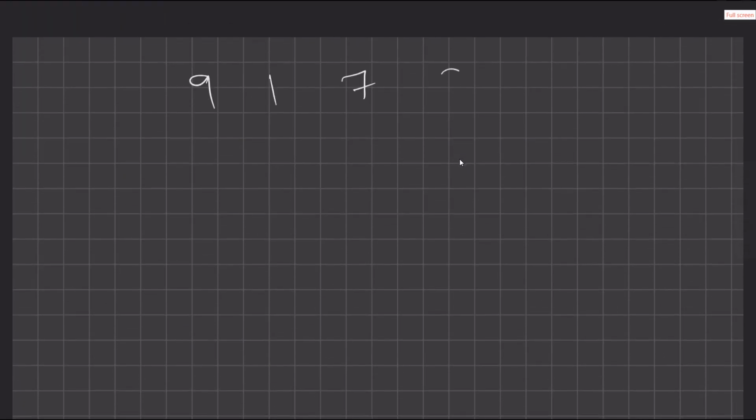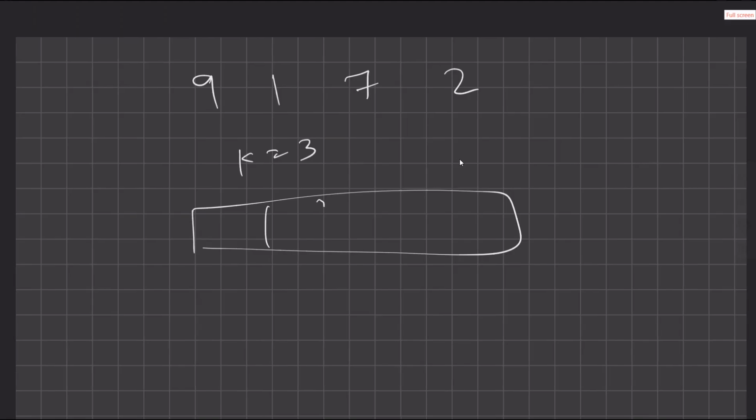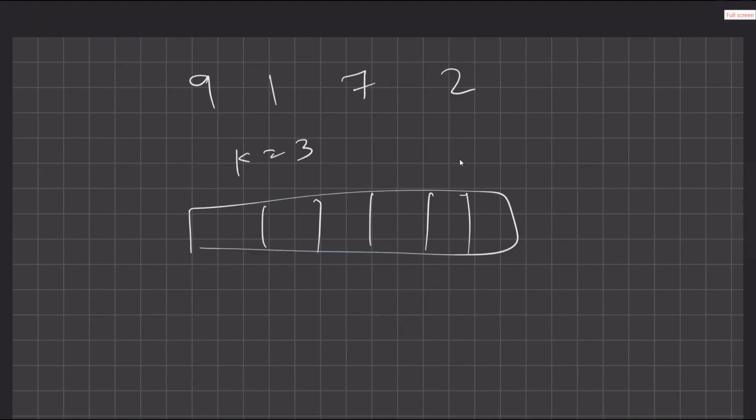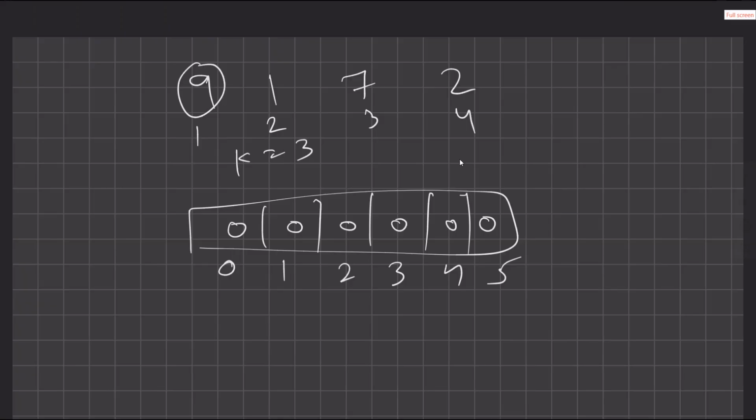So we have 9 1 7 2 and k equal to 3 we have chosen, and we have a frequency vector 0 1 2 3 4 5. Now 9, if you see, is at index 1, this is index 2, this is 3, and this is 4. This is the index of the vector. Now 9, since it is greater than 3, has to move to the right-hand side. So 9 is at index 1, i plus 1 is 2, it is moving here. 1, if you see, is lesser than 3, so it will be moving backward. I will be moving here.